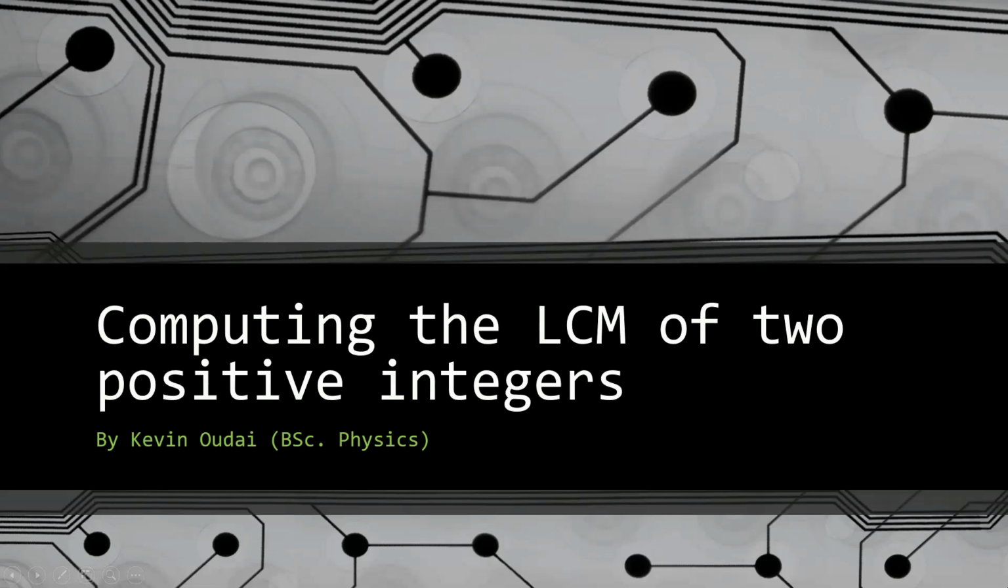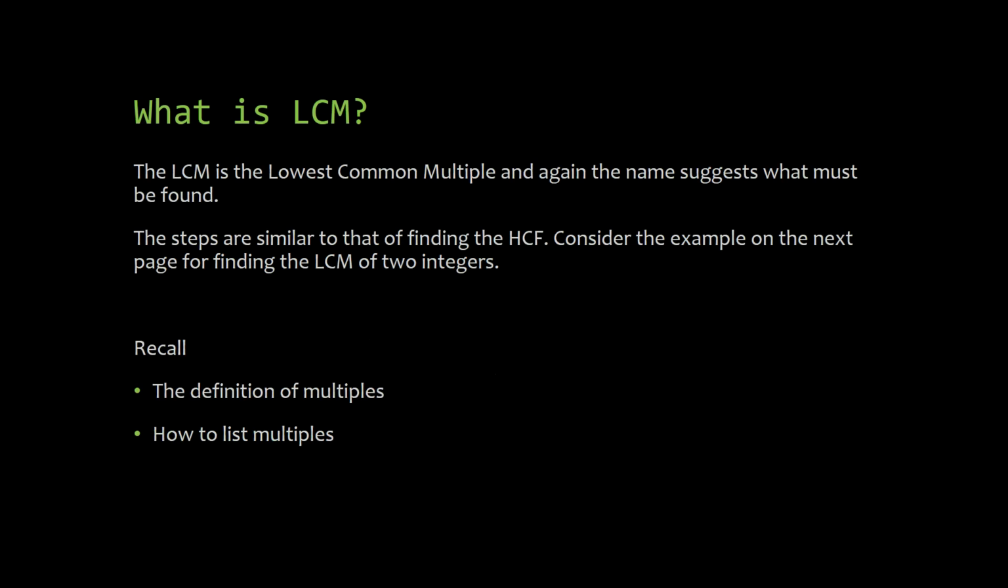In this lesson, we're going to look at computing the LCM of two positive integers. Now, to calculate the LCM, which is the lowest common multiple of a set of numbers, what you will have to do is first remember what a multiple is and try and see if you could remember how to list the multiples of a number.